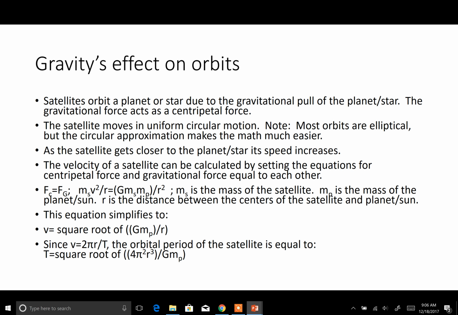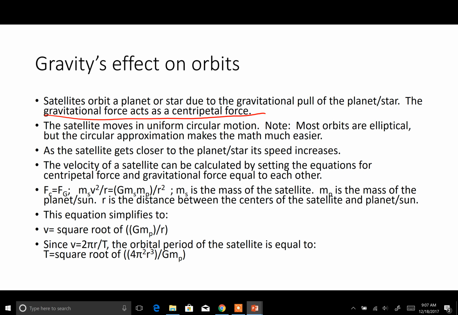We also need to talk about gravity's effects on the orbits of planets. Satellites orbit a planet or star because of the gravitational pull of the planet or star. That gravitational force is acting as a centripetal force. The satellite moves in uniform circular motion. Now, we all know that orbits are really elliptical, but we're going to use a circular approximation because it makes the math a whole lot easier. As a satellite gets closer to the planet or star, its speed increases. As it moves away, its speed decreases.